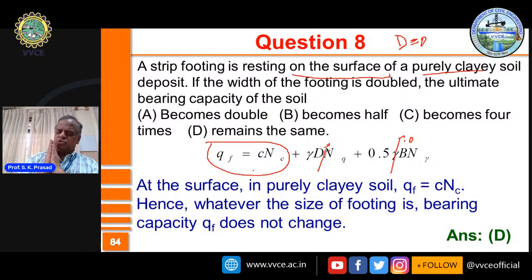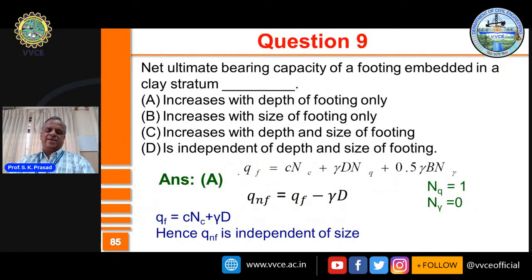So, as per the syllabus, you should know Terzaghi's bearing capacity theory and then Meyerhof's bearing capacity, which I start in the next couple of slides. Okay, only these two. Let me try to answer this question. Net ultimate bearing capacity of the footing. Please note here, net ultimate. Net ultimate, QNF, let us say, is equal to QF minus gamma D. Remember this. QF is given by this. QNF is QF minus gamma D.